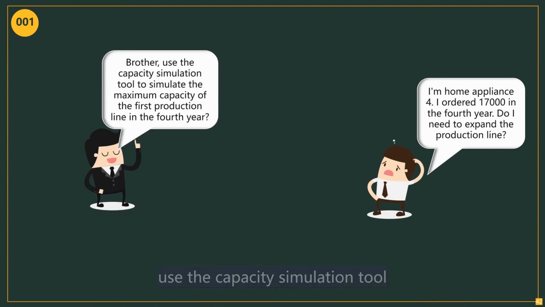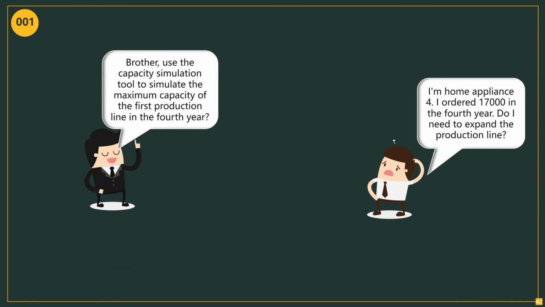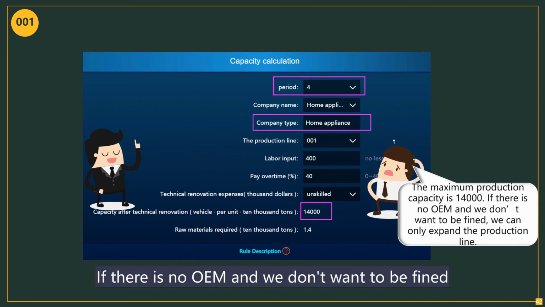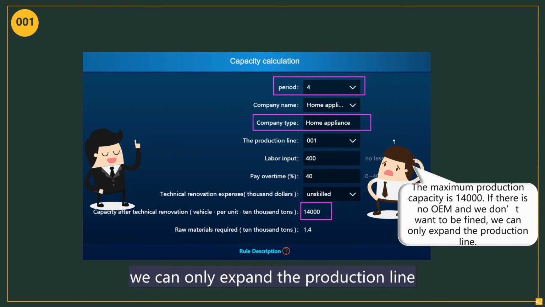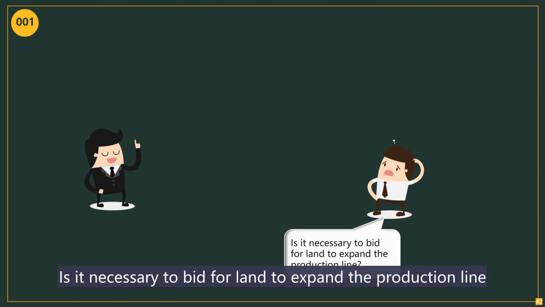Brother, use the capacity simulation tool to simulate the maximum capacity of the first production line in the 4th year. The maximum production capacity is 14,000. If there is no OEM and we don't want to be fined, we can only expand the production line. Is it necessary to bid for land to expand the production line?